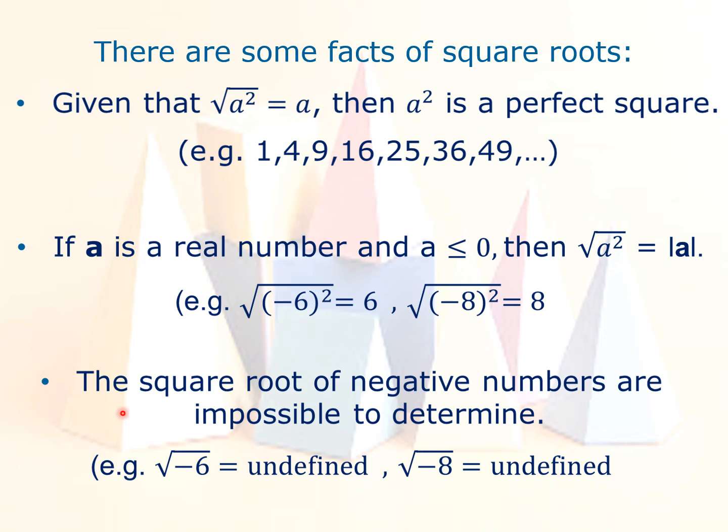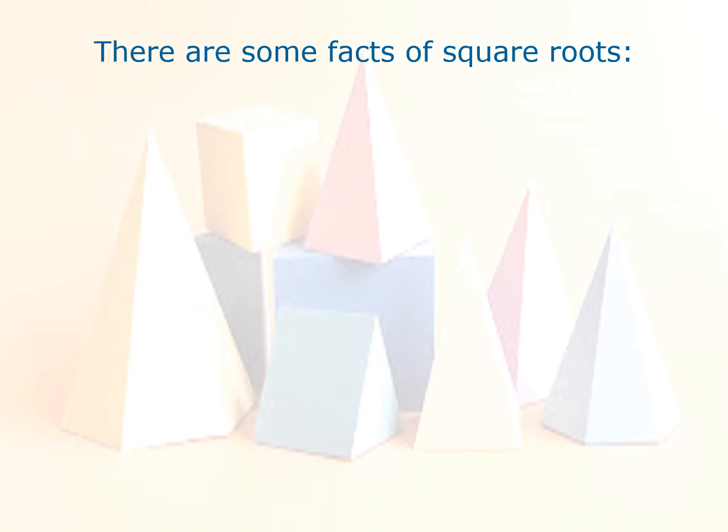Now let us have the third one. The square roots of negative numbers are impossible to determine. So the square root of negative 6 is undefined. The square root of negative 8 is undefined. Take note, the square roots of negative numbers are undefined. It is impossible to determine.